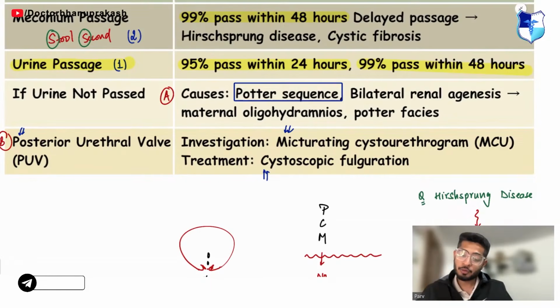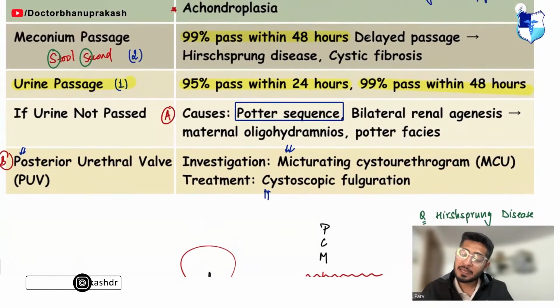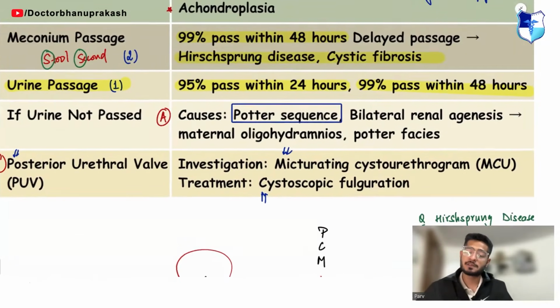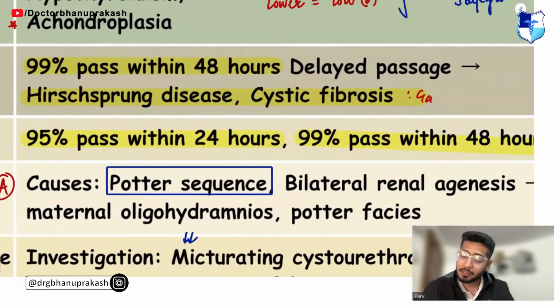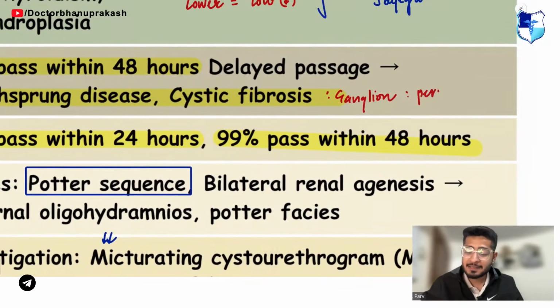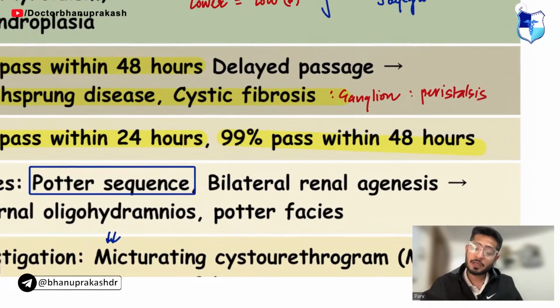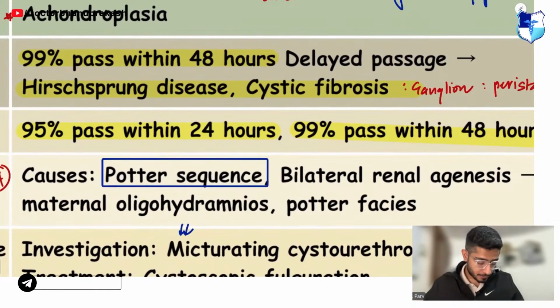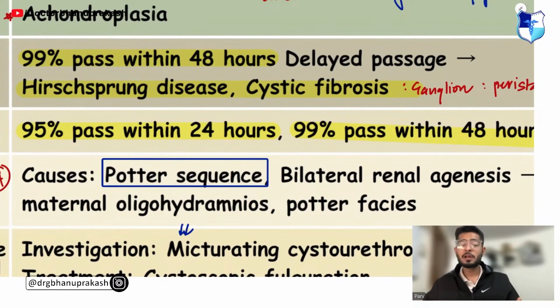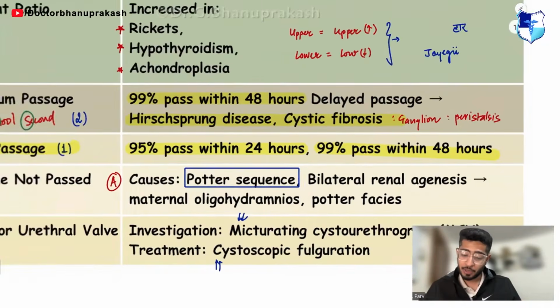Coming on to one important thing: if there is a delayed passage, what can be the cause? Hirschsprung disease and cystic fibrosis. In both these conditions, what is the problem? The problem is with the ganglion. The ganglion responsible for peristalsis are not working properly. That's why you are going to have retention of meconium in cystic fibrosis, and in Hirschsprung you are going to have delayed passage of the meconium.